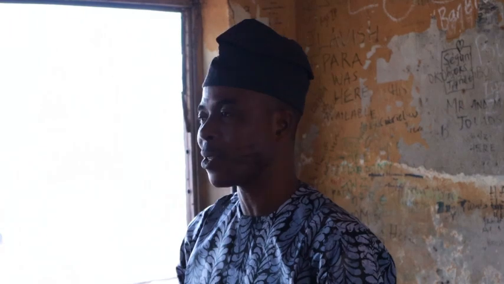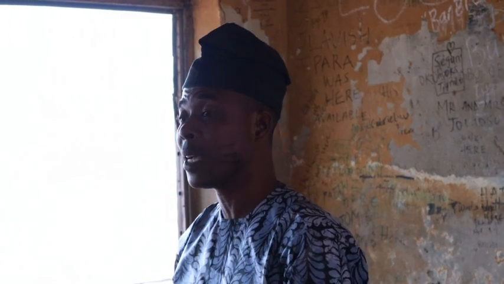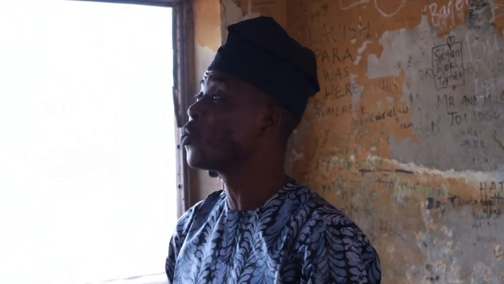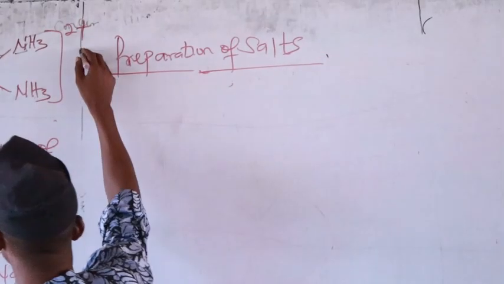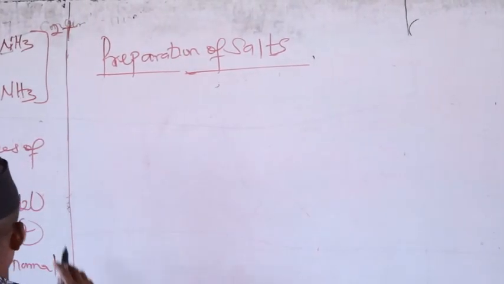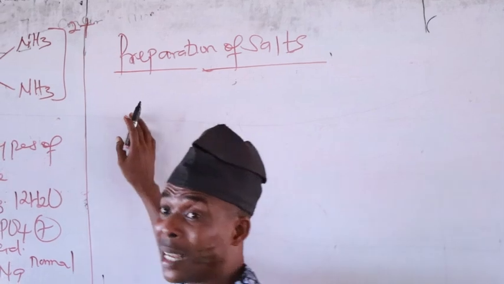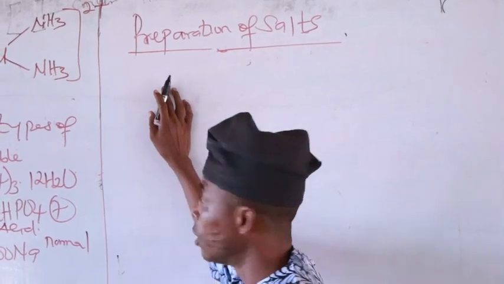How do we prepare soluble salt? And how do we prepare insoluble salt? Then how do we know which salts are soluble and which salts are insoluble? Let's first of all look at soluble and insoluble salts before we look at how we can prepare them, so that it is easy for us to know the salts that are soluble and the ones that are insoluble.